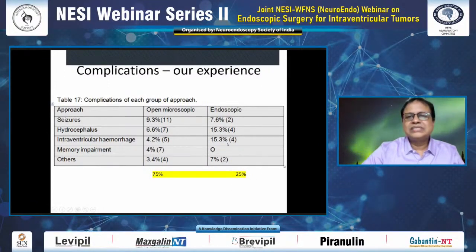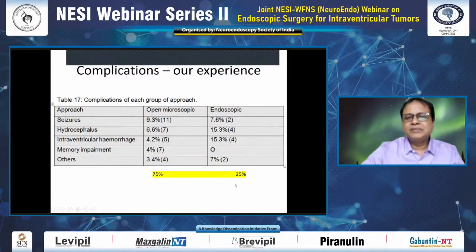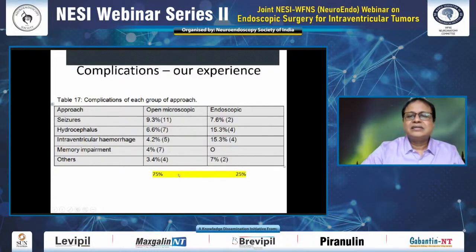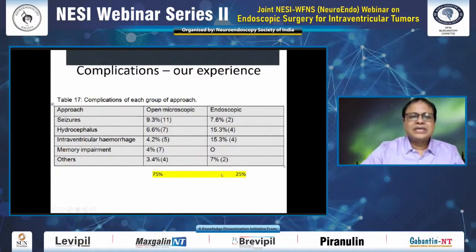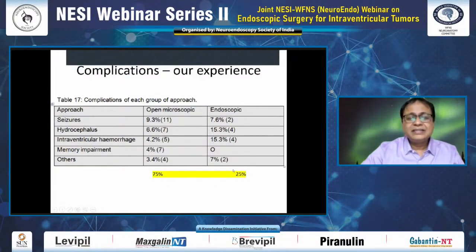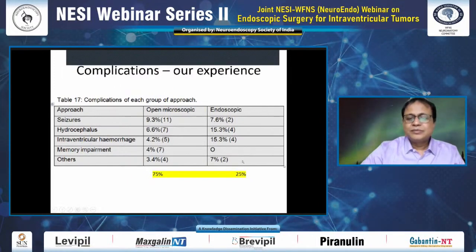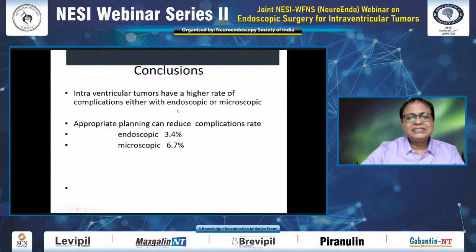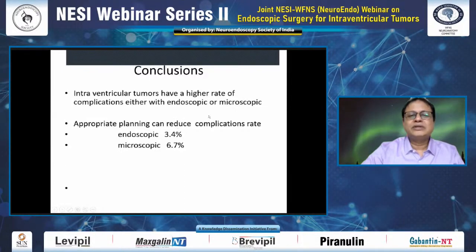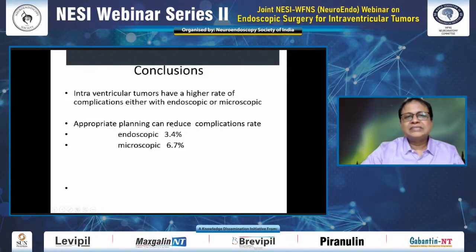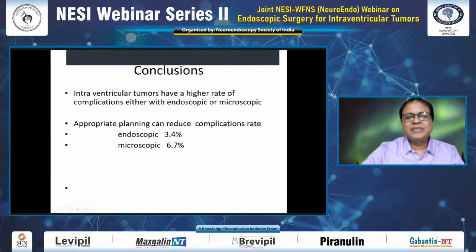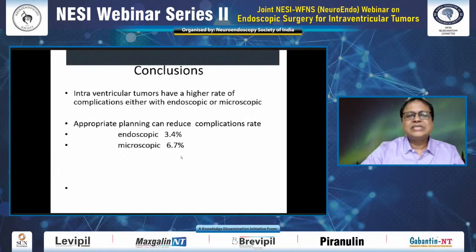Intraventricular hemorrhage also was a little higher, though many of them didn't need treatment, at least on post-op scans. And the complication rate at the end was a little higher in microscopic, 6.7% to endoscopic, almost double. But then one has to also understand that larger tumors were operated with the microscope and smaller tumors with the endoscope.